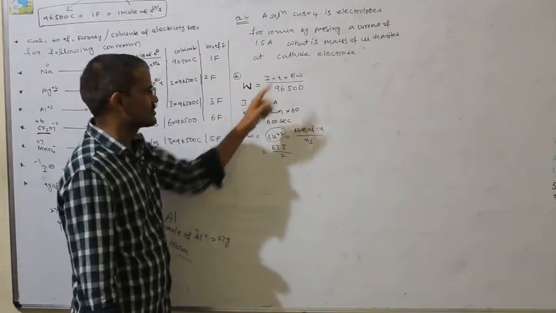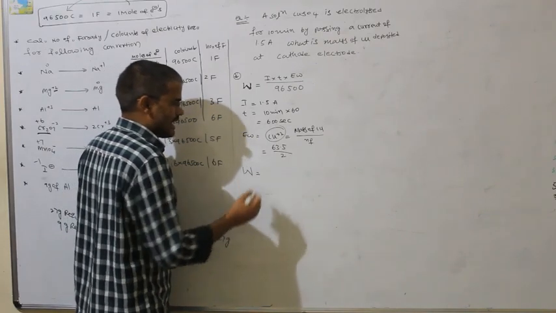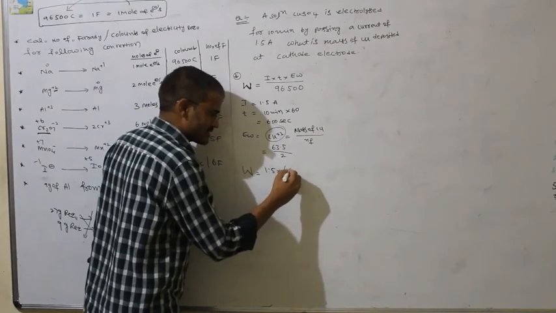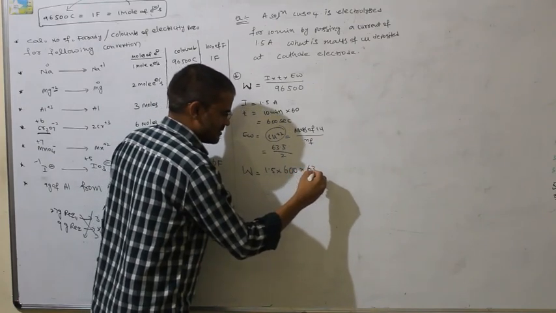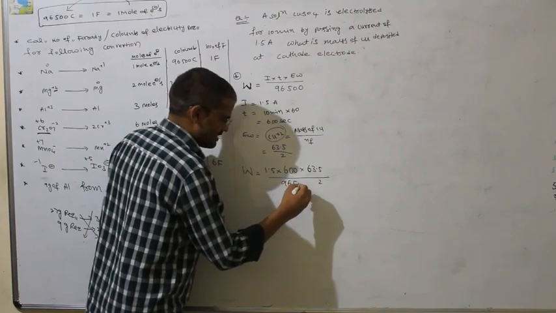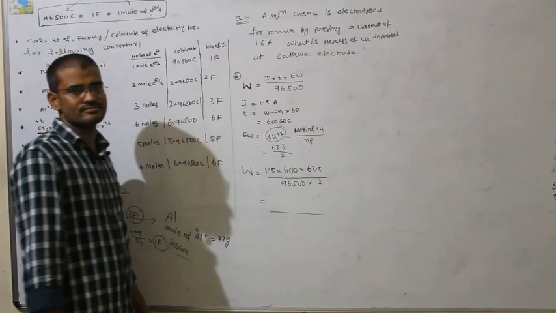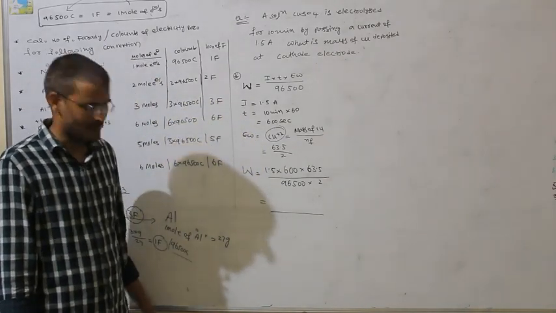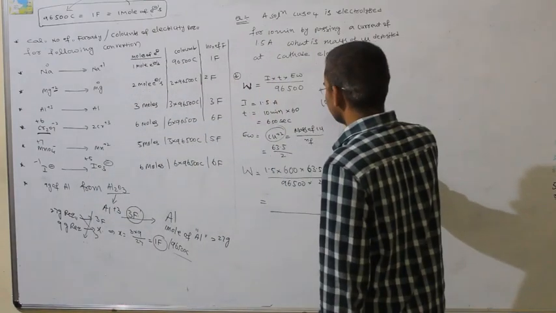All this data substitute in this formula. What will come? W equals I, I is equal to 1.5, time is equal to 600 seconds, equivalent weight 63.5 by 2 into 96500. This is simplified. You will get the answer, the amount of the substance deposited. If not, another method also you can do.